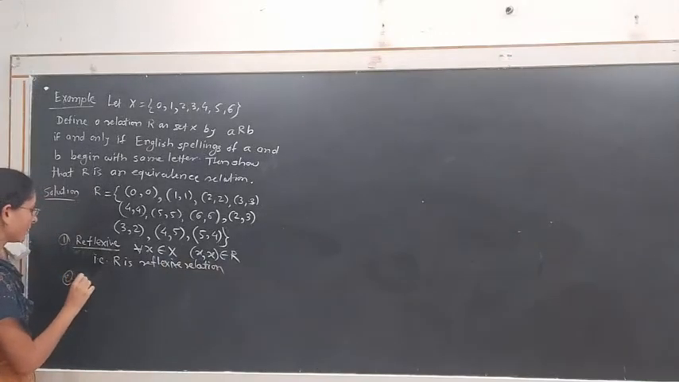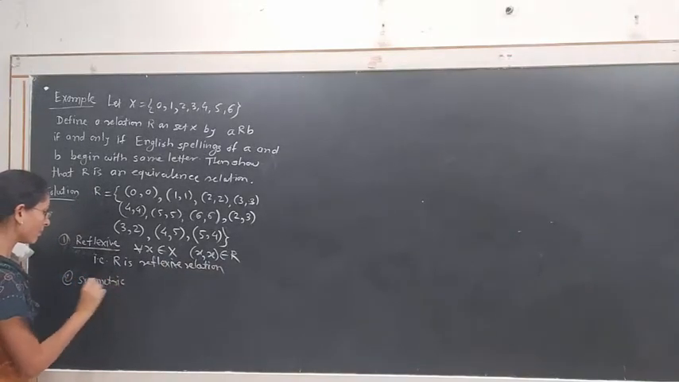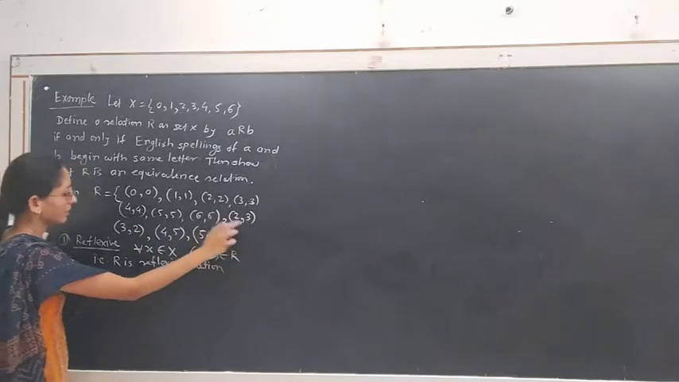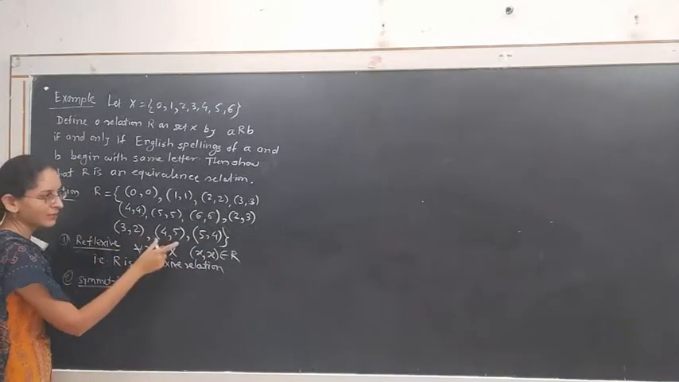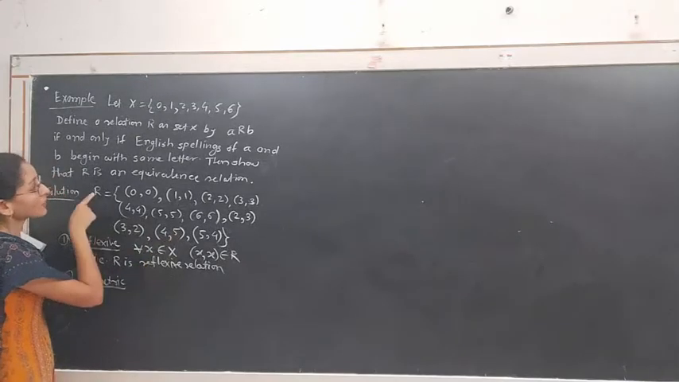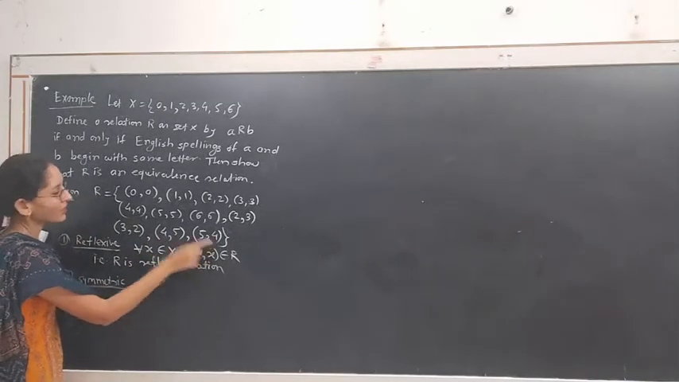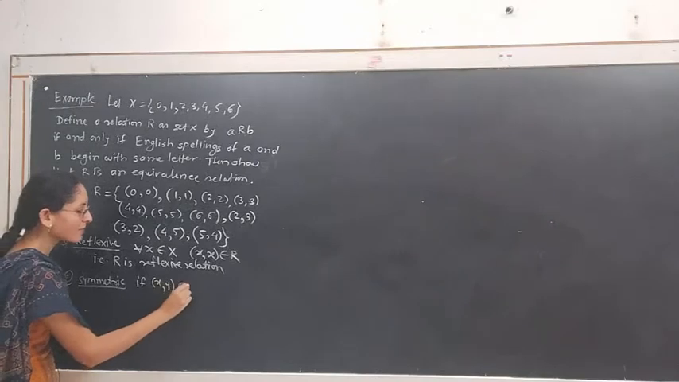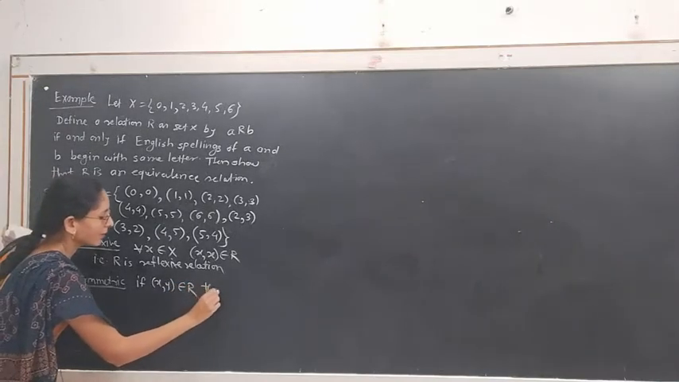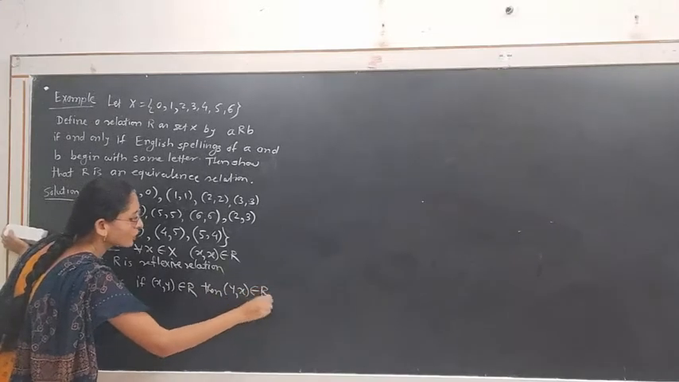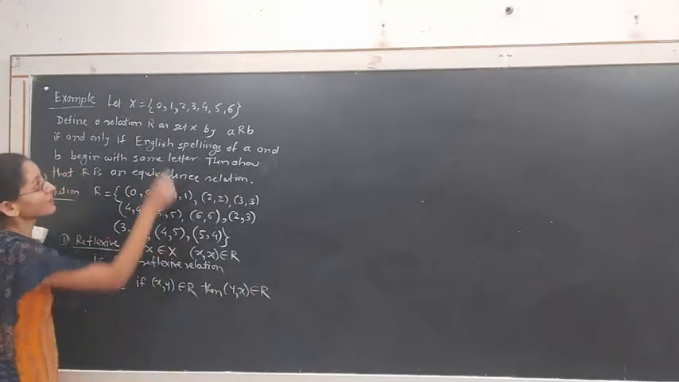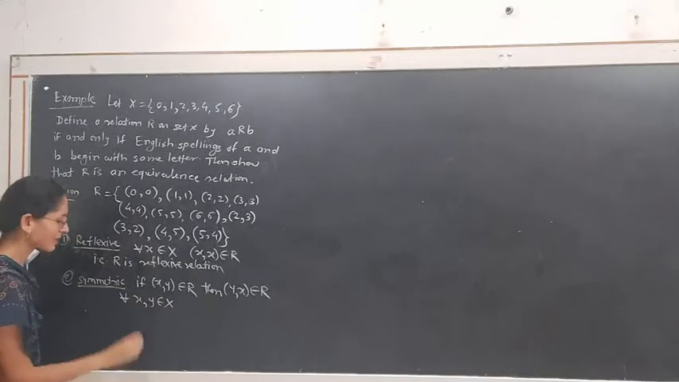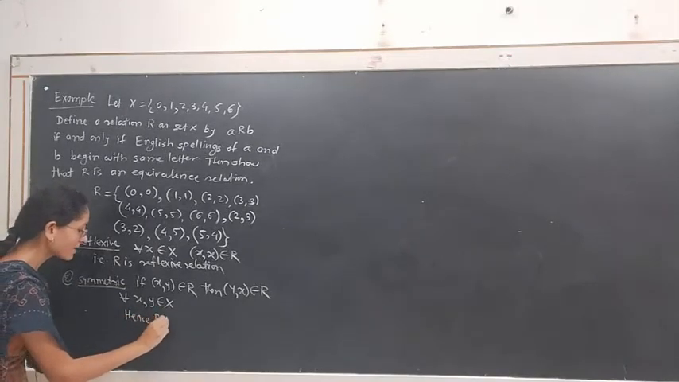Next we check symmetric. See, if the ordered pair (2, 3) belongs to R, then (3, 2) belongs to R. Similarly, if the ordered pair (4, 5) belongs to R, then (5, 4) also belongs to R. Hence, if ordered pair (x, y) belongs to set R, then ordered pair (y, x) also belongs to R, and this is true for all x, y belongs to set X. Hence, R is symmetric.